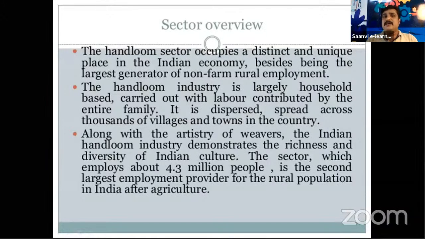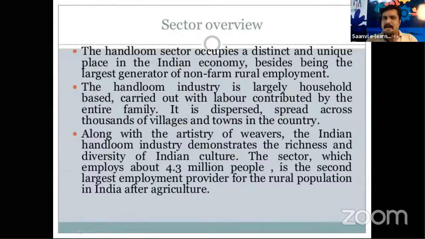So here you see, all the people of the family are engaged in these types of activities. Then only they get good income. Even father, mother, all together. And it is spread across thousands of villages and towns in the country. It means almost all the places. When we see our country, many villages, even your villages, you can see many people engaged in either handicraft works or handloom works. Handloom works are rare here, but in many parts of our country we can see these handloom works. Many people engage in this type of activity.